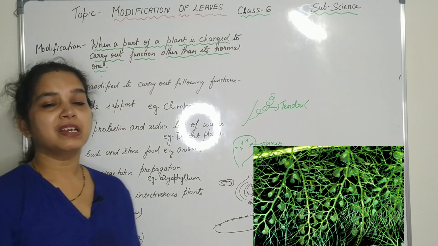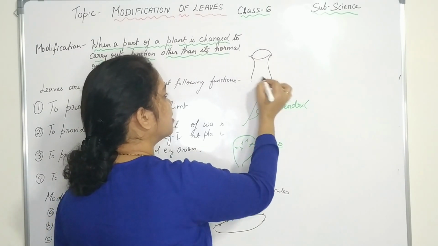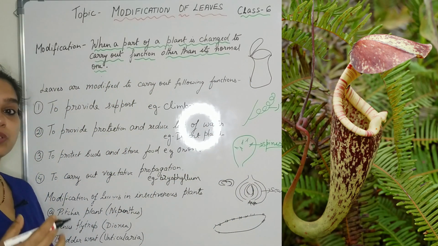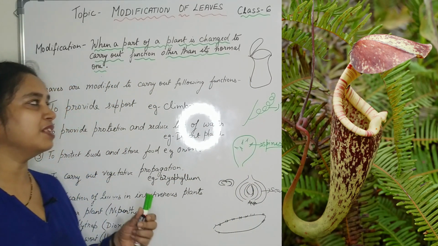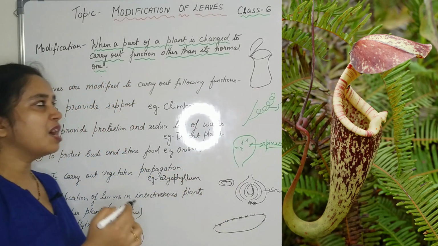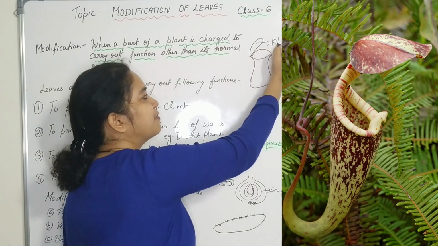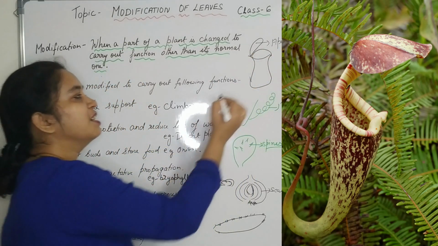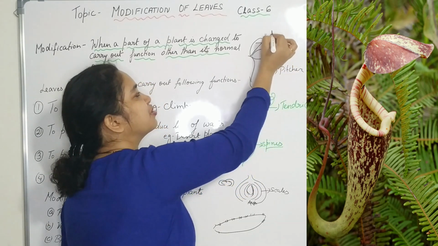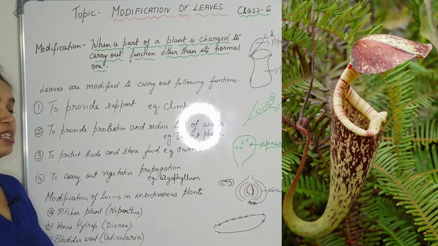The pitcher plant is also called Nepenthes. You might have heard of the pitcher plant. It is just like a pitcher. It is pitcher shaped and it has a lid on the top. This is nothing but a modification of the leaf. The leaf is modified in the form of a pitcher, and the apex of the leaf is modified into the lid. This is the pitcher and this is the lid.